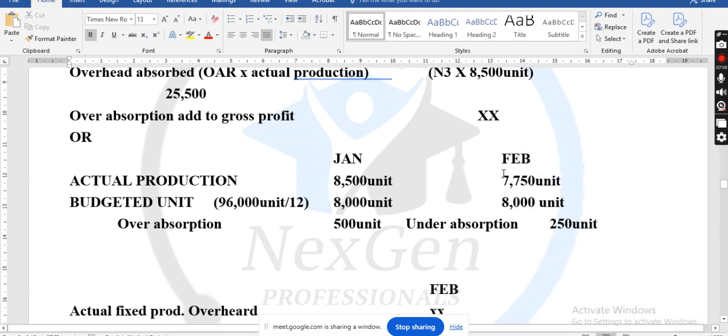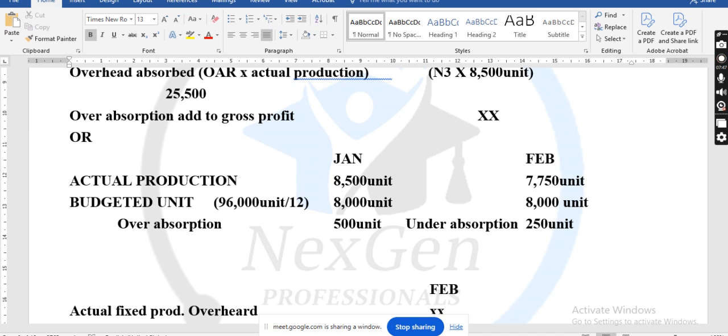So now, if that is established, you can see that this is just the unit. So what you now do is, it is OAR. You use your fixed production overhead. You multiply it by OAR, fixed production. Don't forget that your fixed production overhead per unit given to you is your OAR.